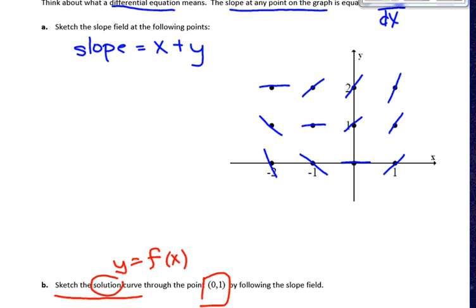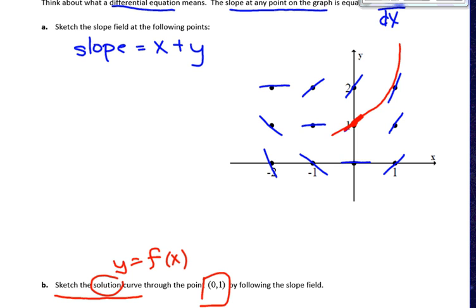They're going to give me a specific point, through the point (0, 1). So we're going to go through the point (0, 1), and you're just going to follow the slope field. So we know at 1 it has a slope of 1, and then as we continue on, it looks like we're going to start getting steeper. Now, you don't necessarily have to go through certain points. You just follow along what the curve would look like.